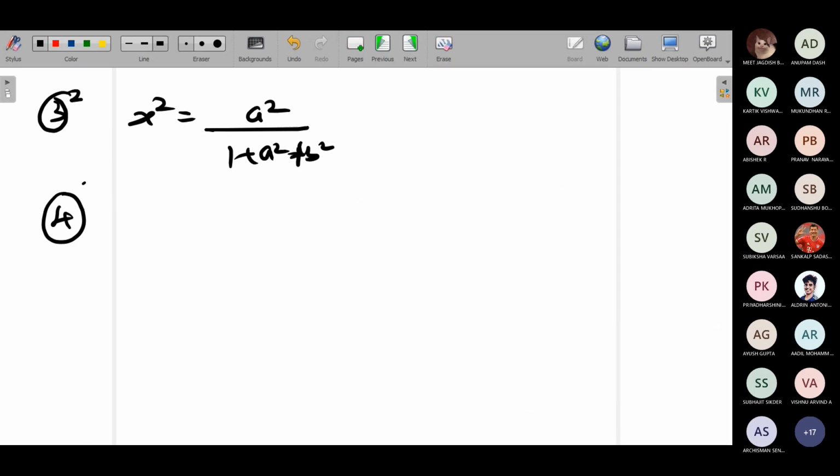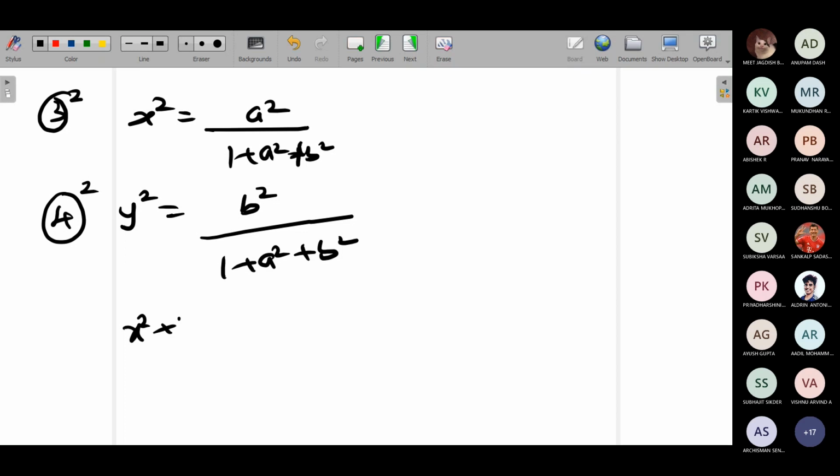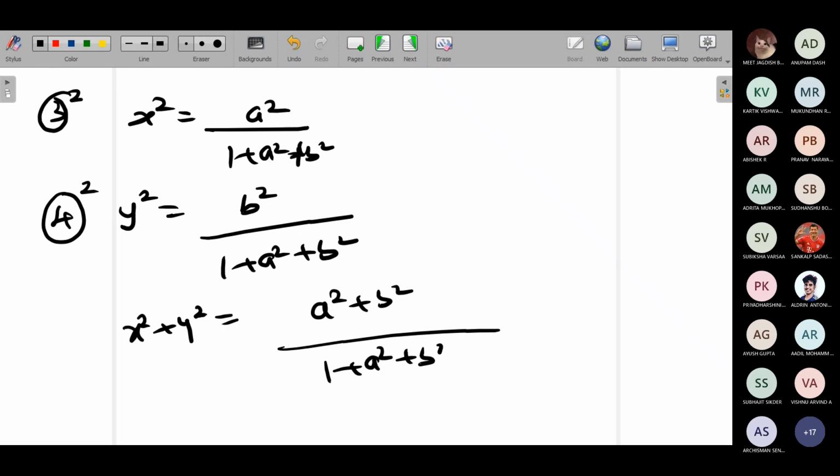So 4 square will imply y square is equal to b square divided by 1 plus a square plus b square. Why am I doing this? Because I am trying to find the value of 1 plus a square plus b square. That is my idea. Now what I can do is find the value of x square plus y square. What will be my x square plus y square? It is a square plus b square divided by 1 plus a square plus b square, because the denominators are common.